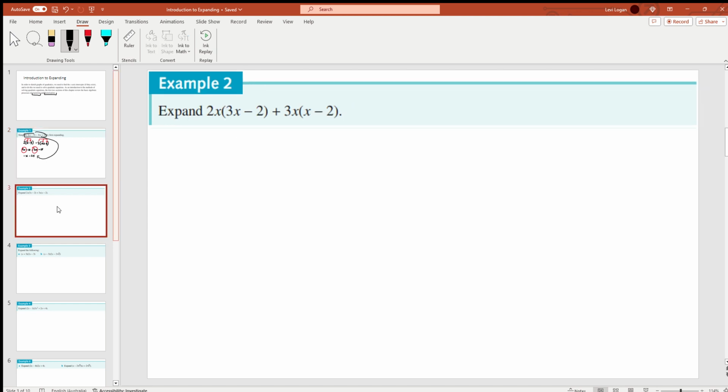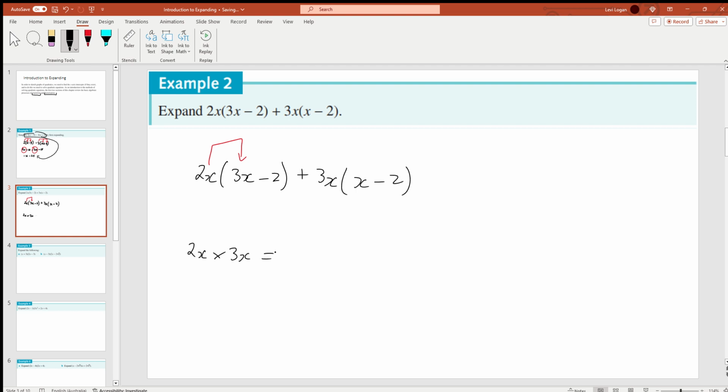So expand the following. What we're going to do is the exact same thing. So 2x(3x minus 2) plus 3x(x minus 2). And all we're going to do is expand this. So when you expand here, what we have is 2x times 3x. We can multiply the numbers together, so that will give us 6. And now here we can see these are both the same variable. So if you remember index laws, if you have a to the n times a to the m, their powers, if you multiply them together, you add those powers together. So what we have here is x to the 1 times x to the 1. So what we're going to get is x to the 1 plus 1, in other words, x squared.